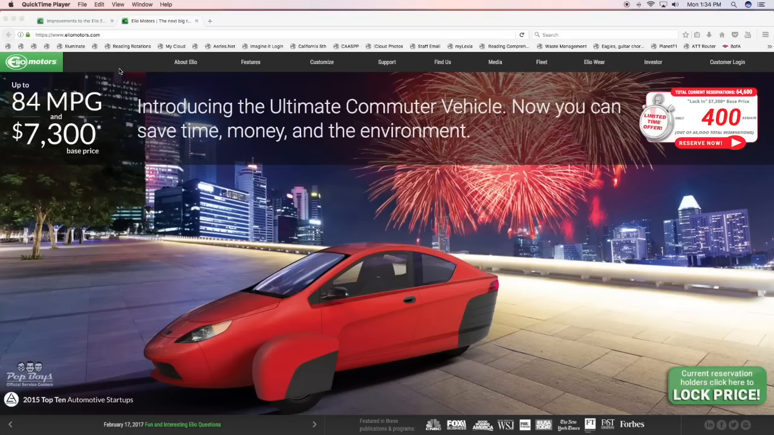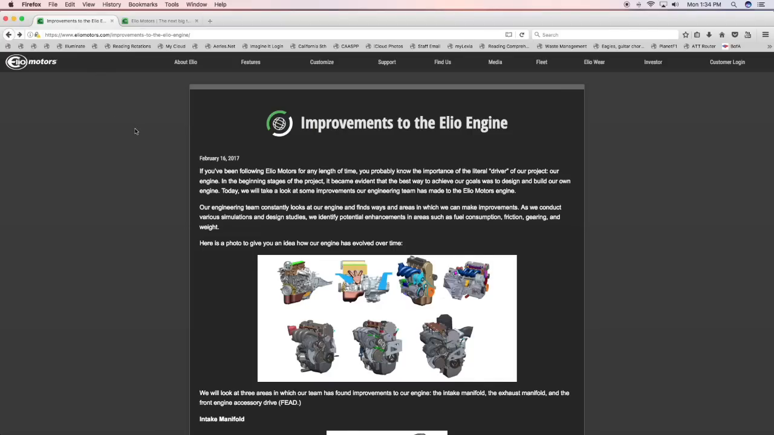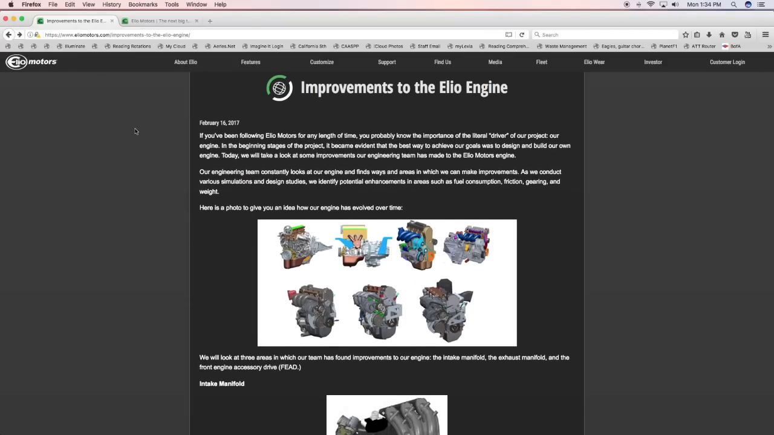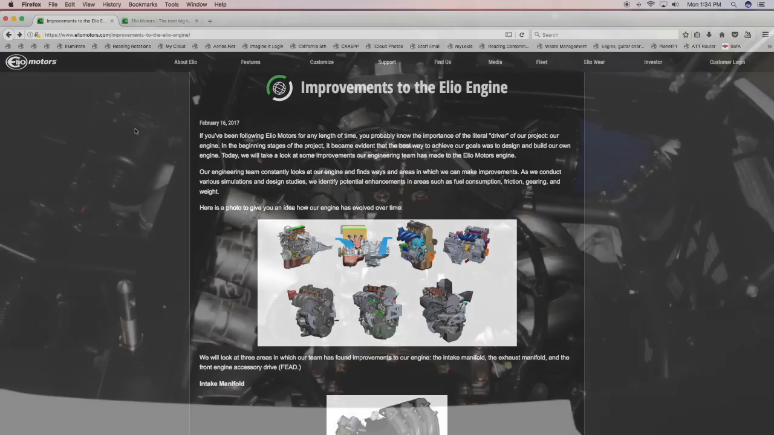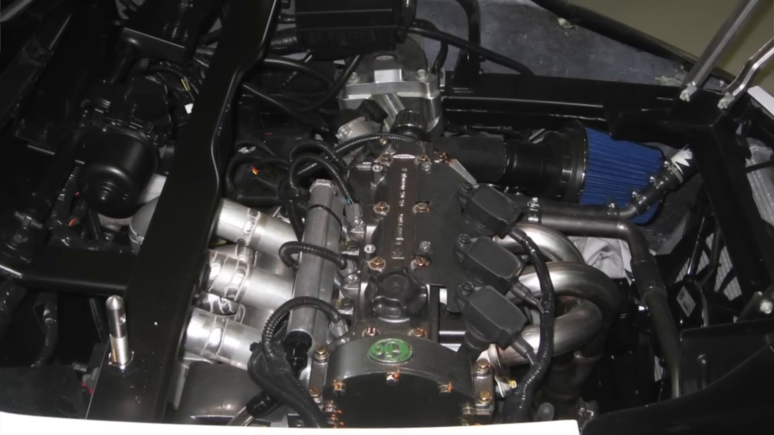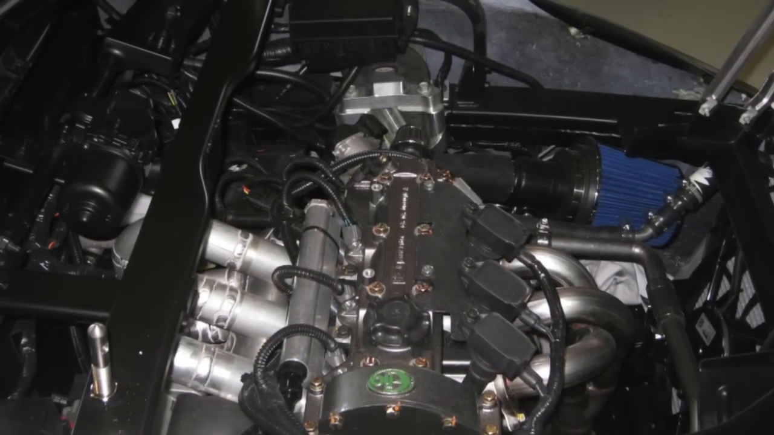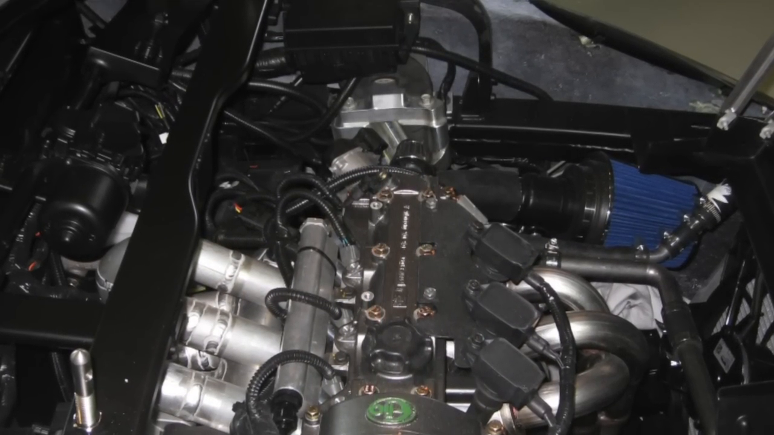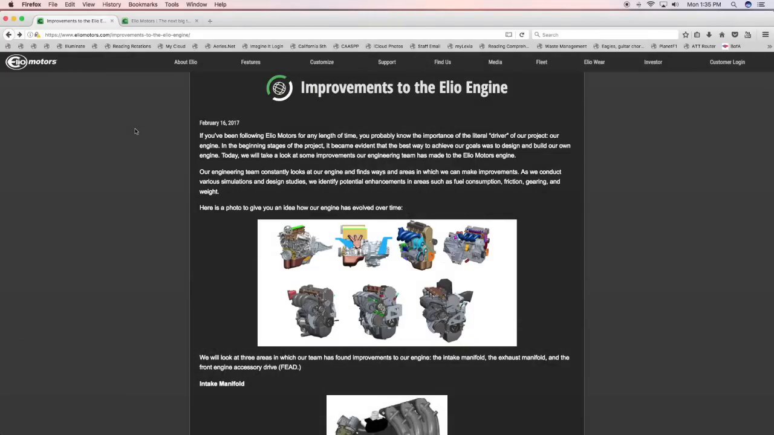So, what is going on with the Elio engine? Here are the improvements to the Elio engine, this is what we have for this week's blog. I know Paul Elio is talking about how Elio Motors is one of the first American companies to actually create their own engine, right? That's awesome. Their engineering team constantly looks at the engine and finds areas in which they can make improvements as they conduct various simulations and design studies. So let's look at some of the potential enhancements in areas such as fuel consumption, friction, gearing, and weight.